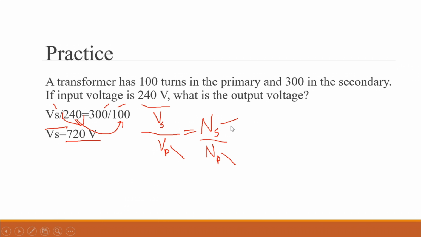This is it for this topic. Practice more questions like this at home for more understanding of this topic.